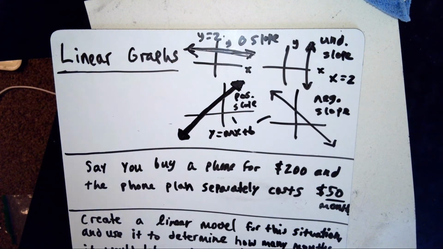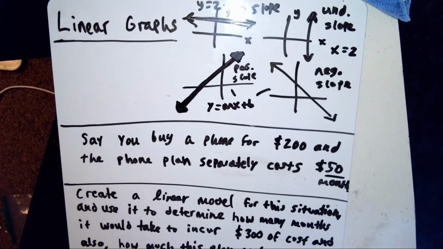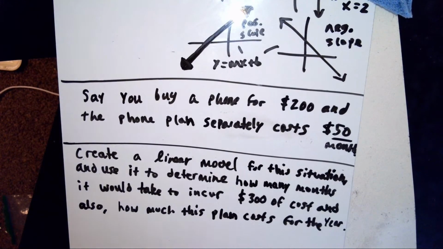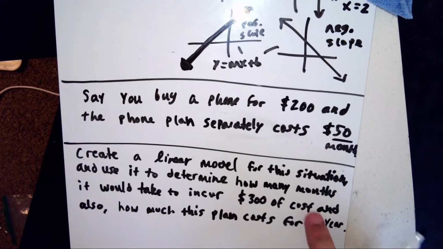So now, why don't we take an example. Let's say that we buy a phone for $200 and that the phone plan separately costs $50 per month. What we want to do with this is create a linear model to model this situation, and then answer two questions with this model. We want to use this model to determine how many months it would take to incur $300 of cost, and also how much this plan costs for a year.